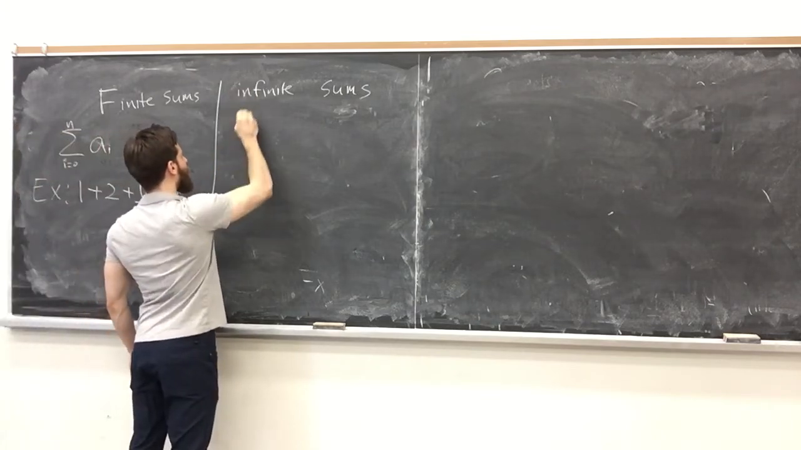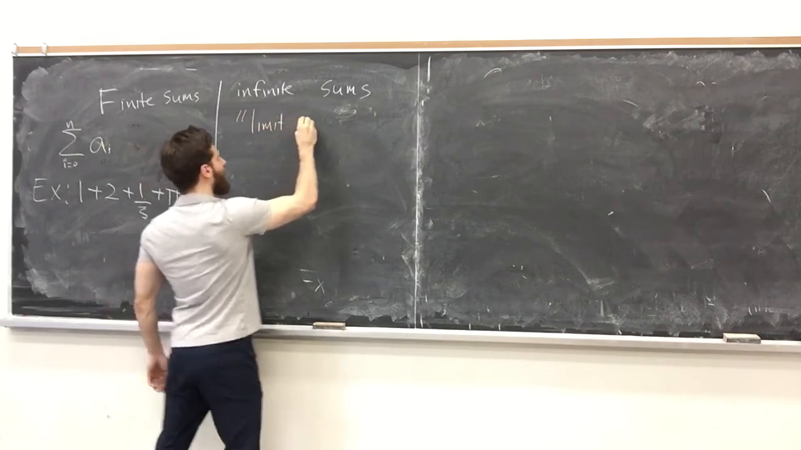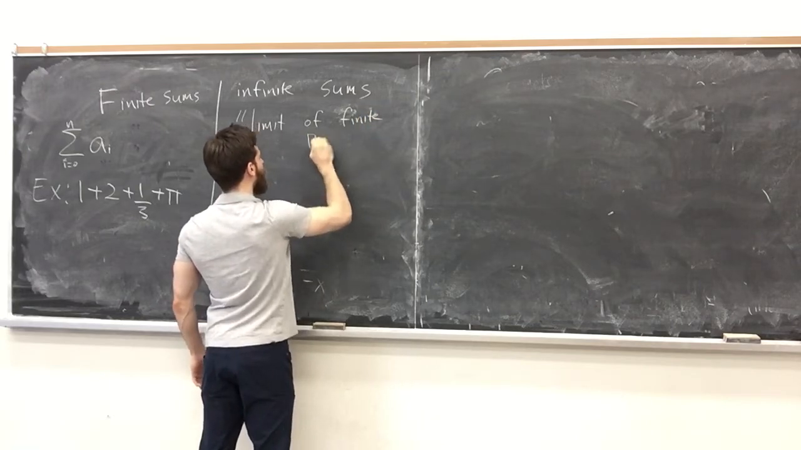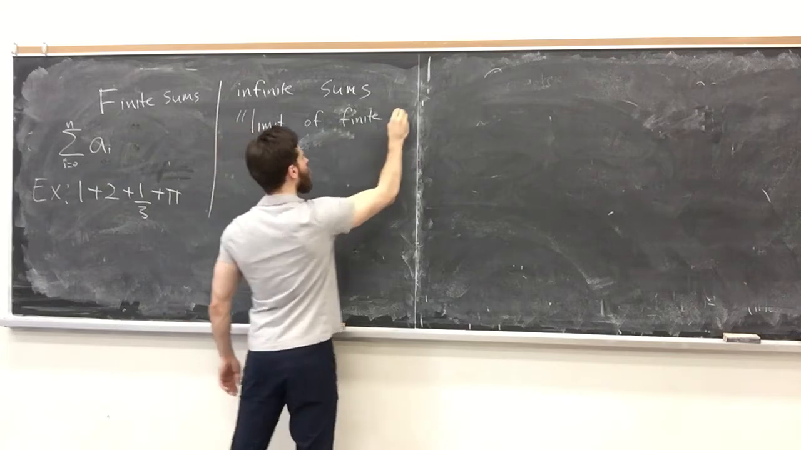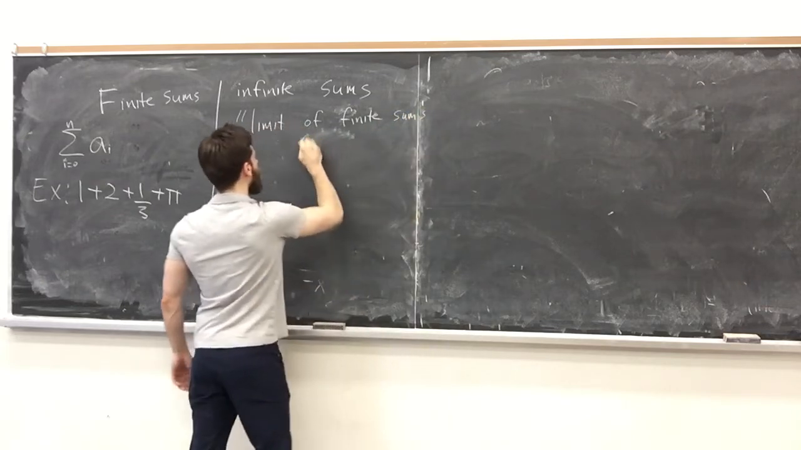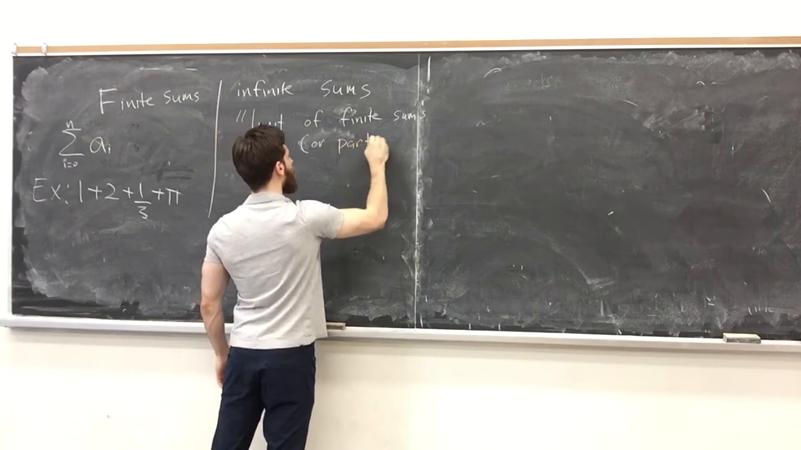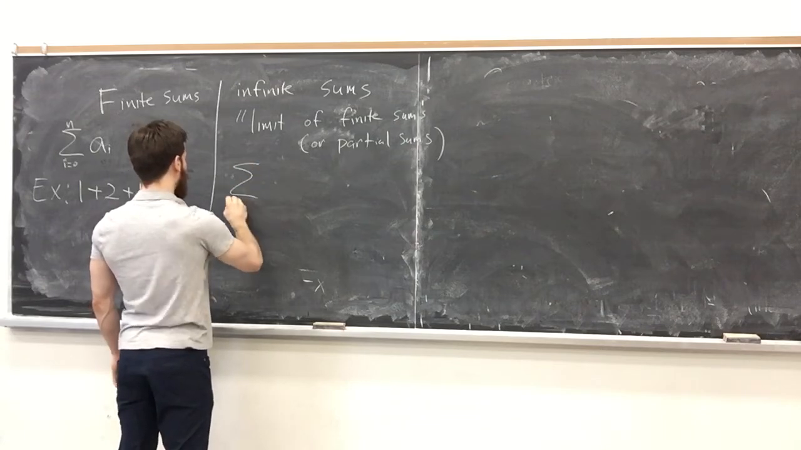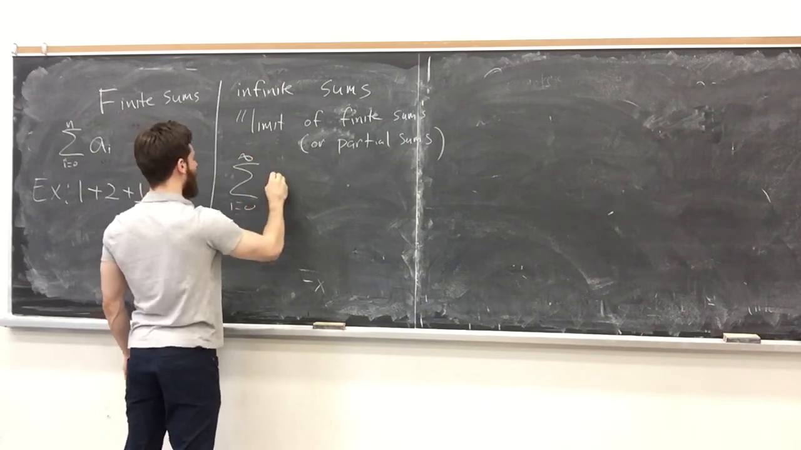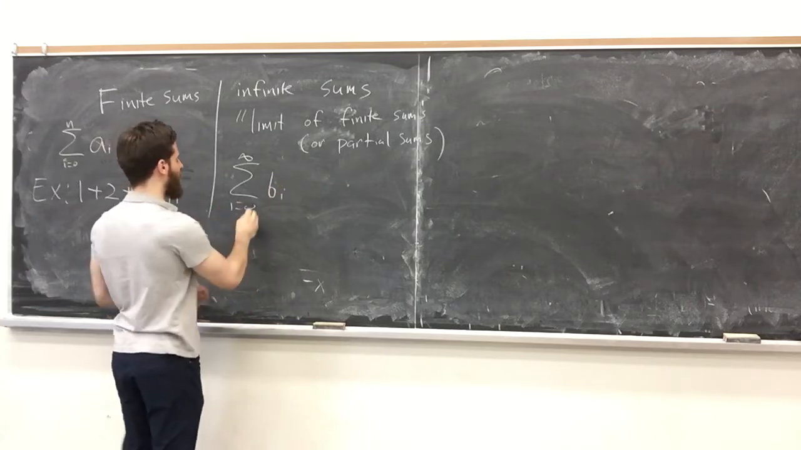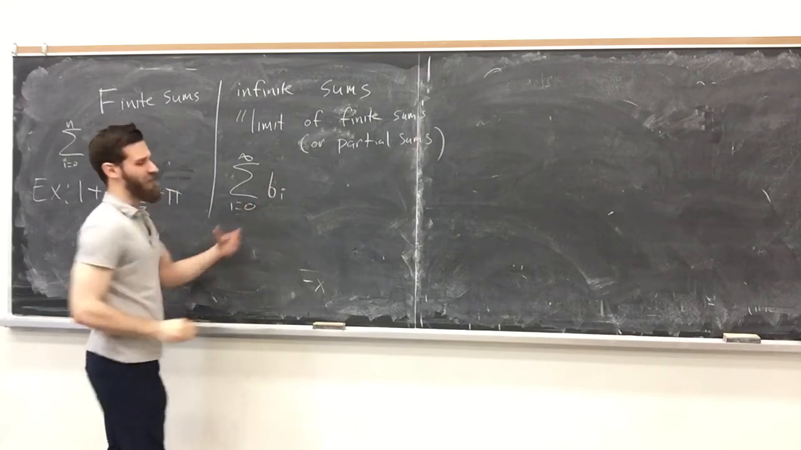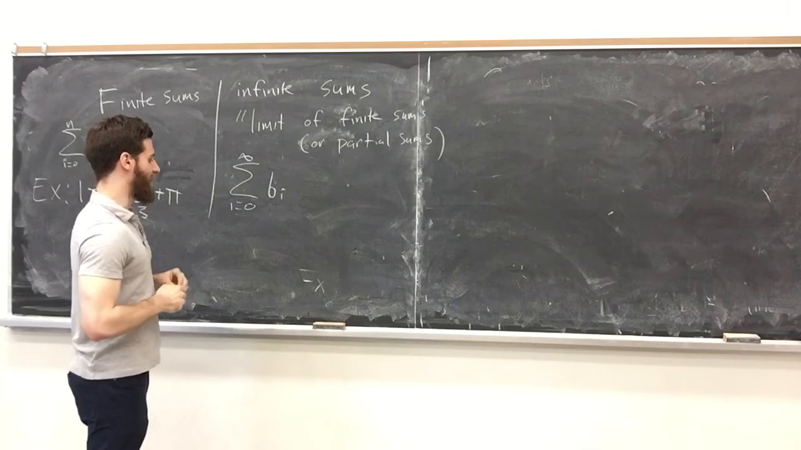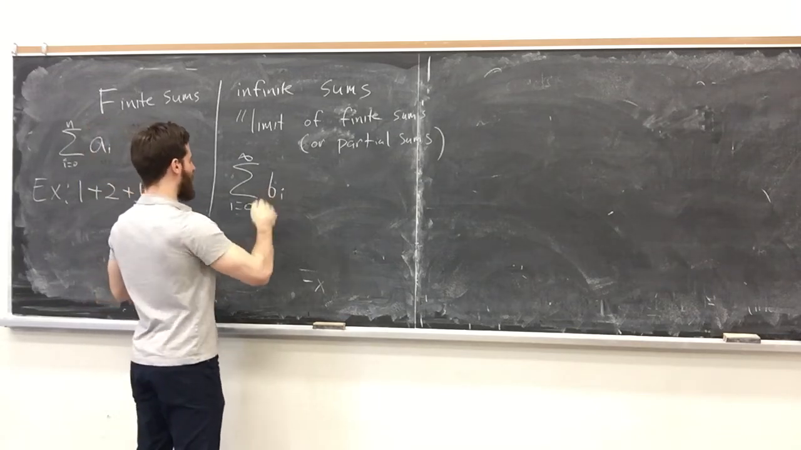An infinite sum is a limit of finite sums, or partial sums if you want. So we denote it like this: the sum from i equals 0 to infinity of b_i for some real numbers b_i. You could use any letter, but basically the sigma notation is the thing that will always appear.